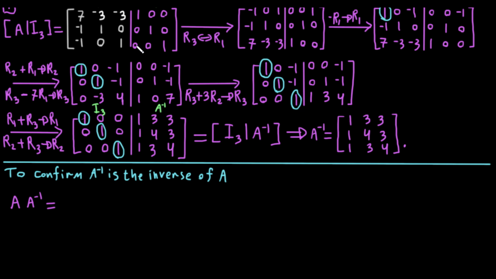So this is A here. I will copy this one here, so I'll speed it up. Now I will copy this one here because this is A inverse. So I'll speed it up.